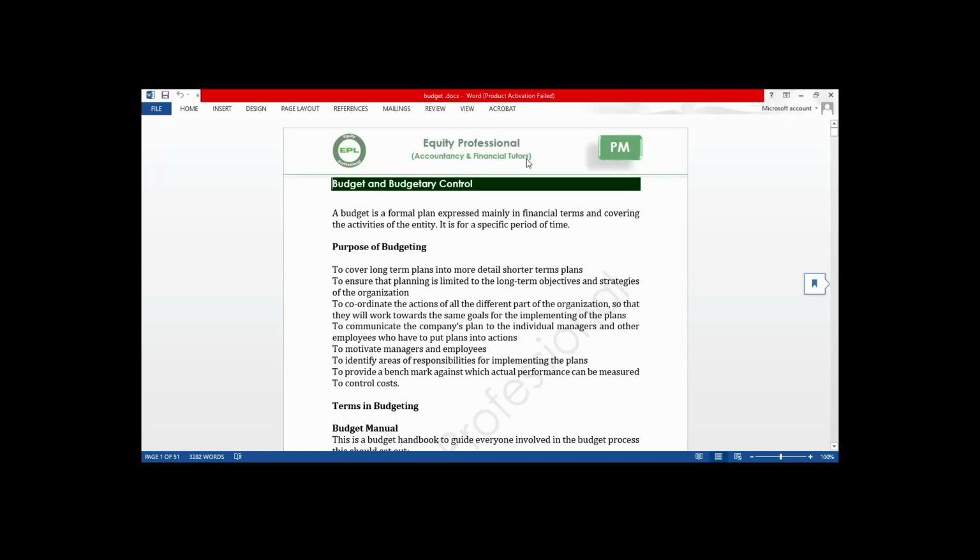Why budgeting? Why do companies need to express their plan in financial terms? Because they are trying to achieve a particular goal. Assuming a company's plan is that you want to achieve a profit of 100 million every month. Our plan is that at the end of every month, I should be able to report a profit of 100 million.